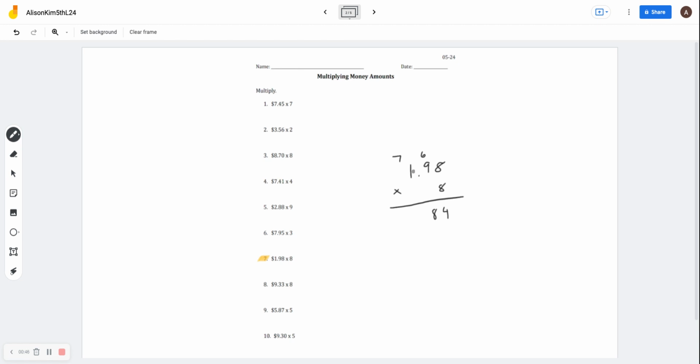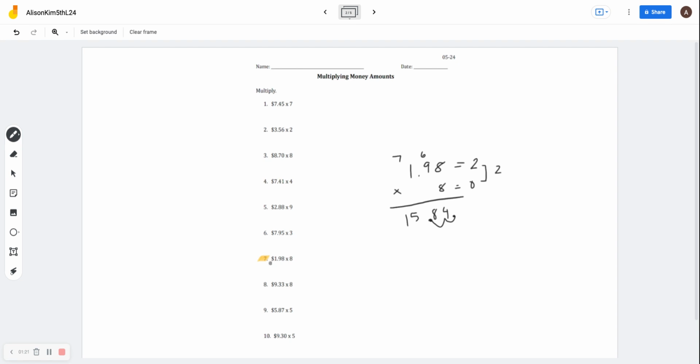8 times 1 is 8, and 8 plus 7 is 15, right? So we're going to put 15 right here. And then 1.98 has 2 decimal places, right? While 8 has 0. So we're gonna add this up, and our product should also have 2 decimal places. So right now our decimal is right here, and then we'll move it to the left 2 times. 1, 2. So our decimal place is right here.